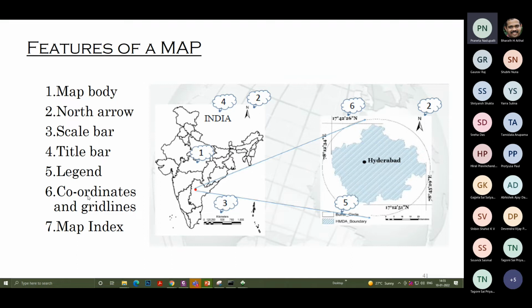And then comes a legend or the index, that is, whether it is a buffered area or a boundary, whatever it is. And then the coordinate system, which could be lat long, in degrees, minutes and seconds. And then the map index, if you produce a key map to show the location index, where it is actually located in the larger map of India. So you can do that.